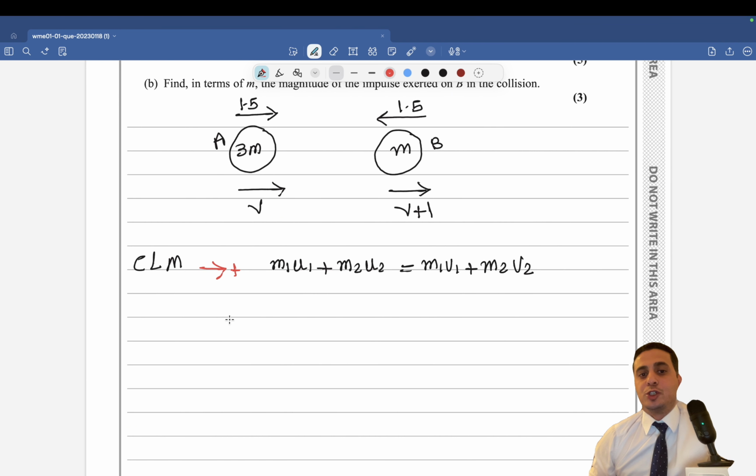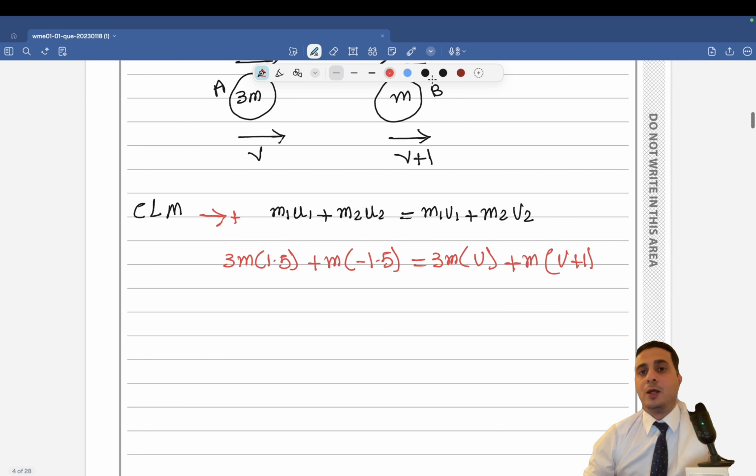m1u1: m1 which is 3m, u1 which is 1.5 positive, plus m2 which is m, u2 which is 1.5 but opposite to my direction, so it will be minus 1.5, equals, after the collision, m1 which is 3m, v1 which is v, positive, same direction, m2 which is m, v2 which is v plus 1, positive, it's the same direction to the right.